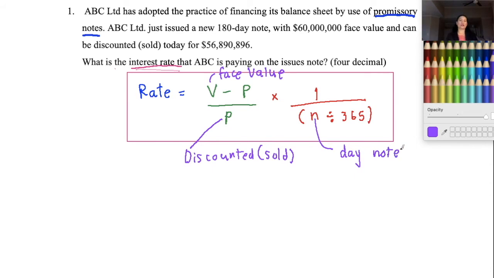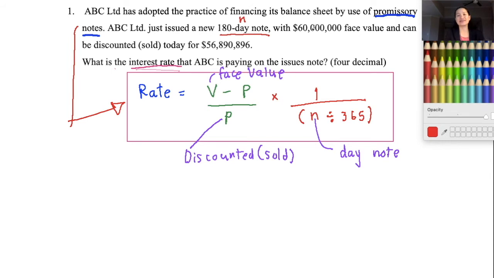Come back to our question again. We're going to analyze the question together, step by step. Take a deep breath. ABC Limited has adopted the practice of financing its balance sheet by using the promissory note. That means you have to use this formula. ABC Limited just issued a new 180-day note. Now we know N.